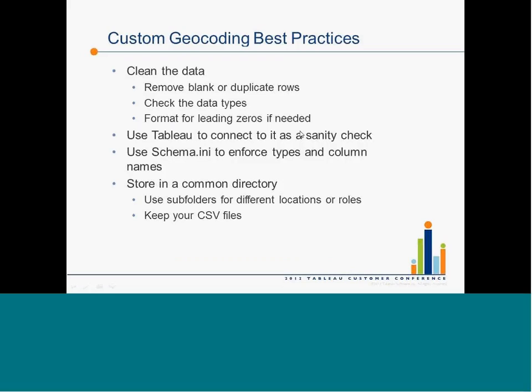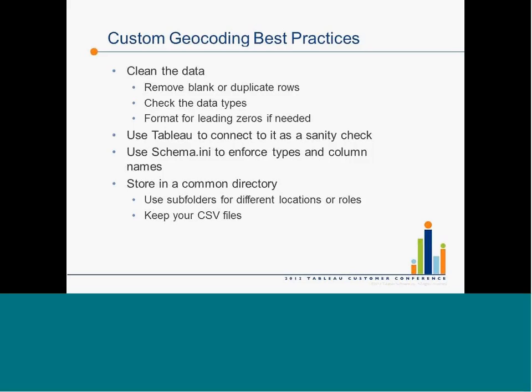So some of the best practices around custom geocoding are to make sure that your data is nice and clean. Ideally, you wouldn't have things like the abbreviation being 3 letters instead of 2 letters or 4 letters and that sort of thing. Make sure that the data types are accurate. You definitely want to make sure that latitudes and longitudes are treated as numeric data and not string data. One of the things that you can do pretty easily is just connect directly to the CSV file, just to see if Tableau's recognizing it correctly and what shape the data is in.